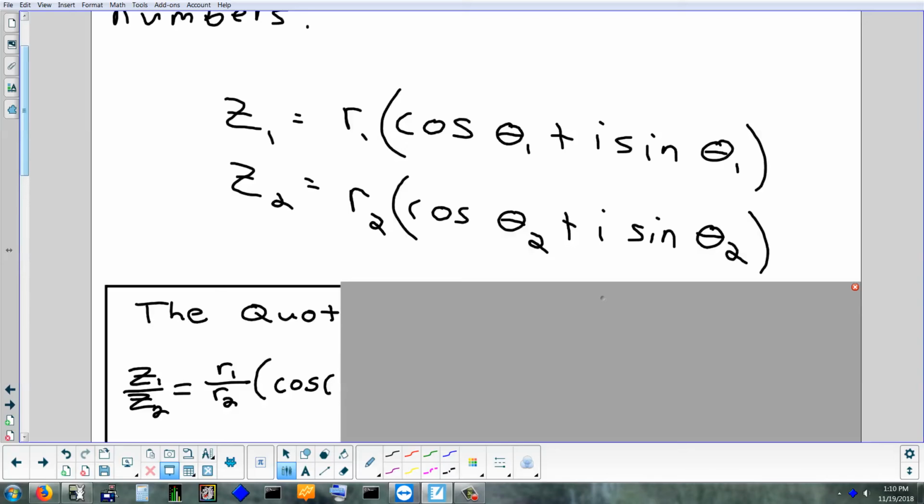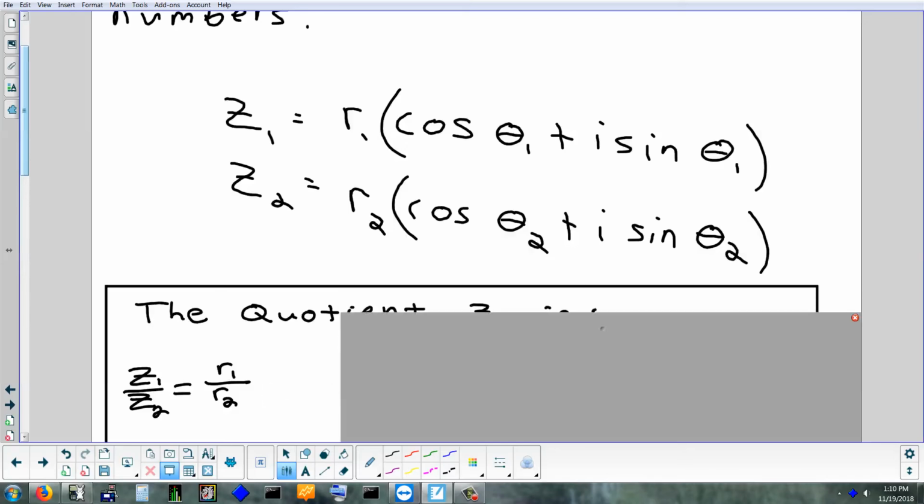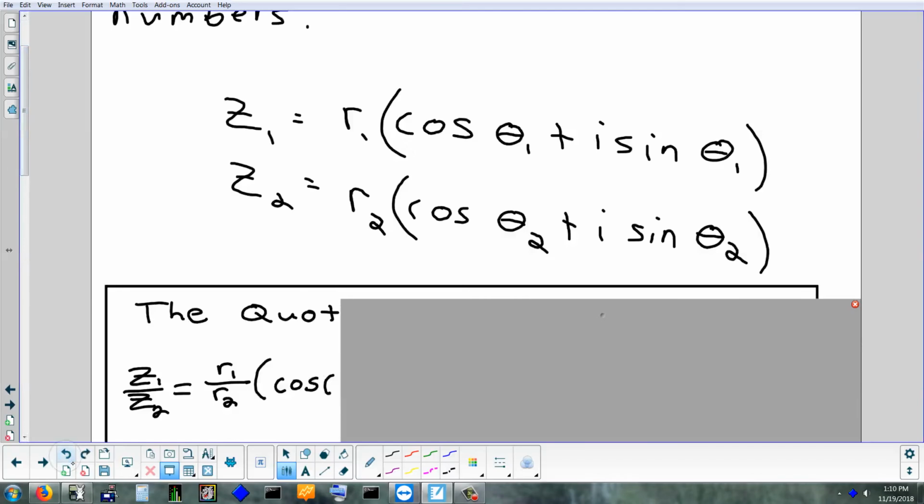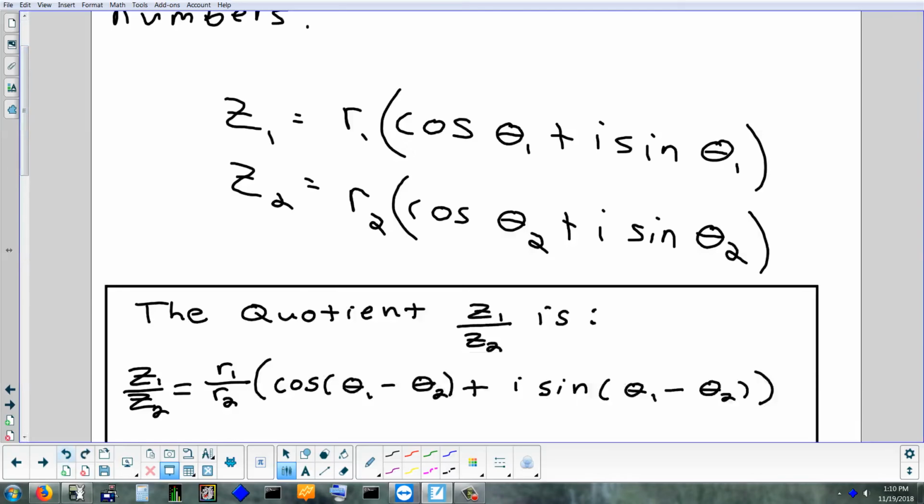So it's kind of a similar formula to what we just did. So you divide your two radii and subtract your two angles. Now, this is the kind of problem that can lead to getting negative angles more often because you're subtracting. So I just showed you two ways to get around that.